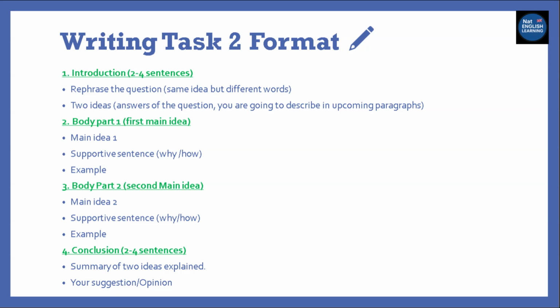State your second main idea clearly. Explain it using supporting sentences, and don't forget to answer why or how. And again, finish with a relevant example to support your point. Finally, we write the conclusion. Summarize the 2 ideas you discussed in the body paragraphs, but don't introduce any new information. And end with your opinion or suggestion to leave a strong final impression on the examiner.